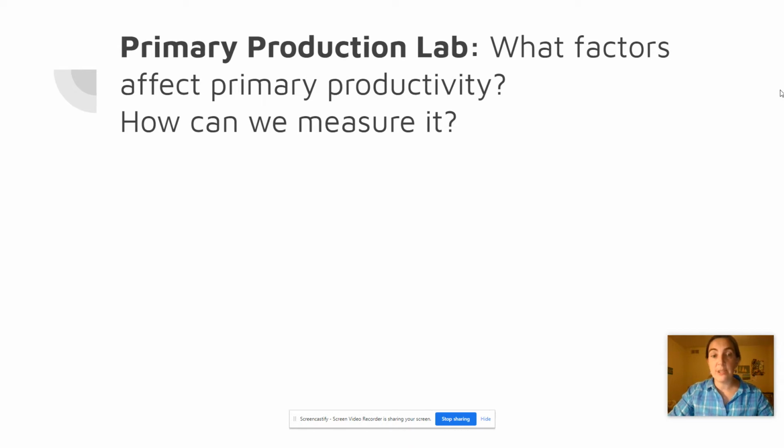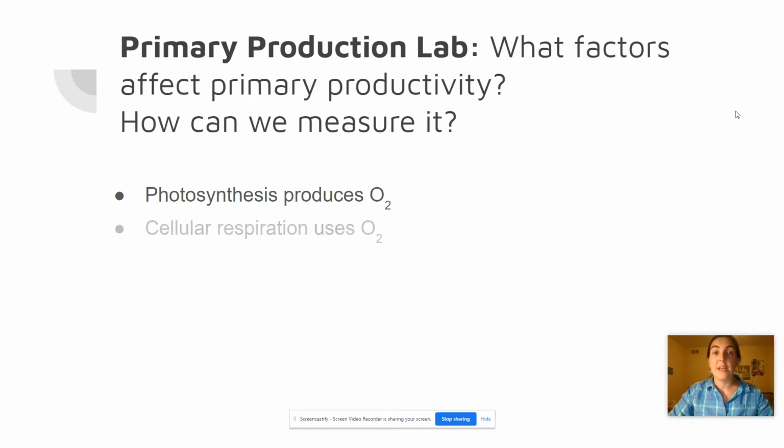So the first thing I want you to think about is in that activity, we were using dissolved oxygen as a way to measure primary productivity. So think a little bit about photosynthesis and cellular respiration and how oxygen is involved in those processes. Hopefully you remember that the process of photosynthesis produces oxygen, so it releases oxygen when photosynthesis happens. And cellular respiration uses oxygen. So they're kind of opposite in that respect.